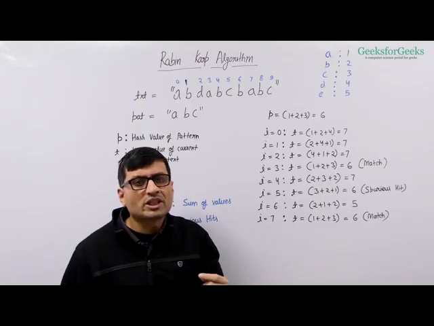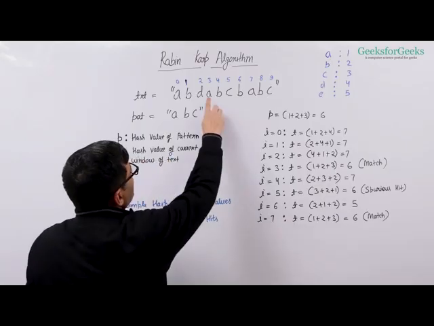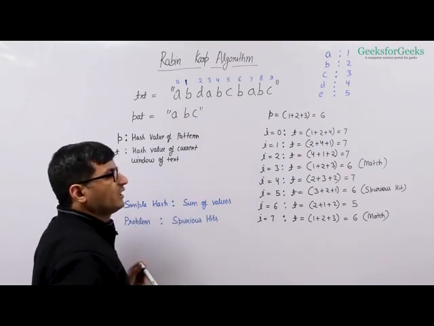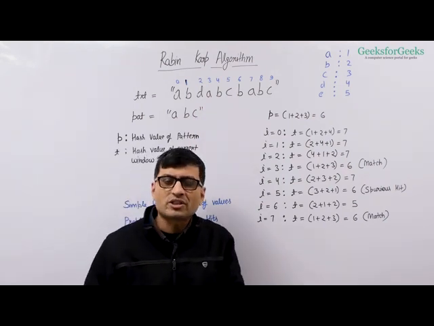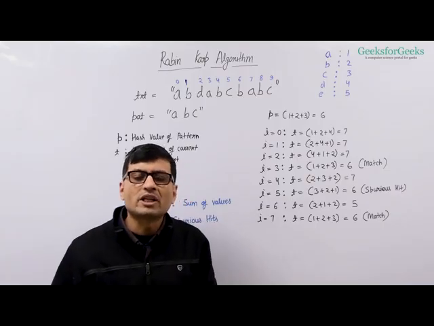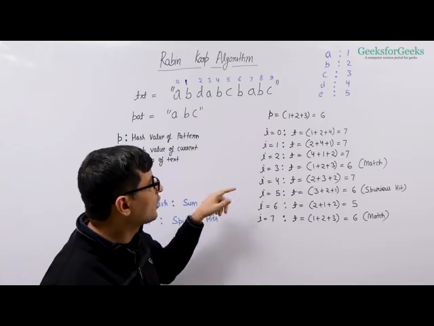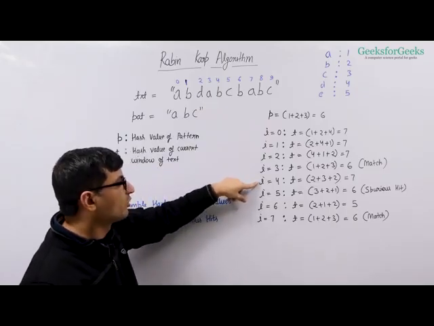Now we are going to match individual characters. We are going to match this A with A, then this B with B, then the C with the C. And since all the characters match, they are in the same order, we print the output as 3, that we found the pattern at index 3. Now we move to the next window, I equal to 4.